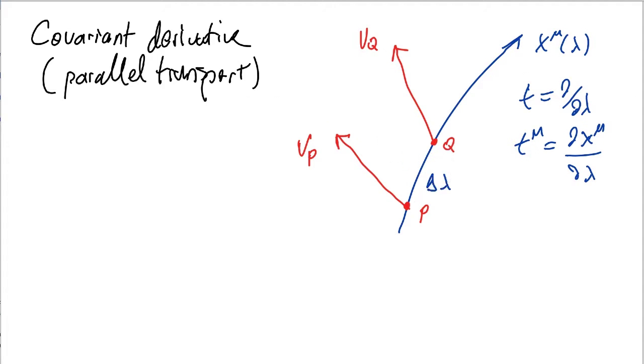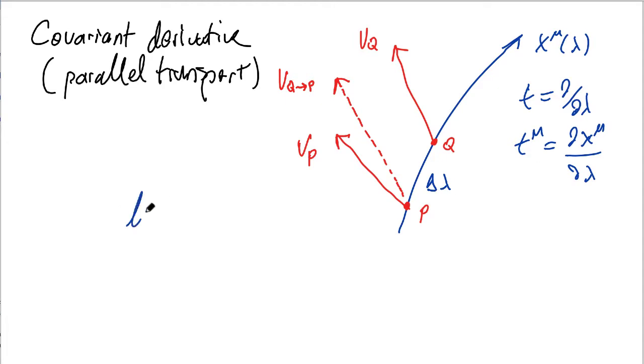All right, so the idea behind the covariant derivative is that we transport this vector from point Q parallel to itself back to the point P. So using parallel transport as defined by the metric, we pull this vector from Q back to point P. I denoted this as V sub Q with a little arrow to P. And now we subtract these two vectors and divide by delta lambda to obtain the covariant derivative.